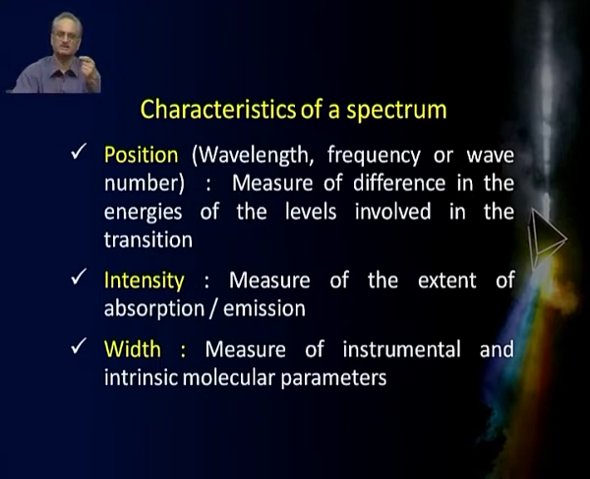So, that is how we characterize that. Okay. So, there are 3 main characteristics of a spectrum: the position, intensity and the width. Let us talk about each one of them one by one. Now, let us try to rationalize how I talk about the position of a signal.